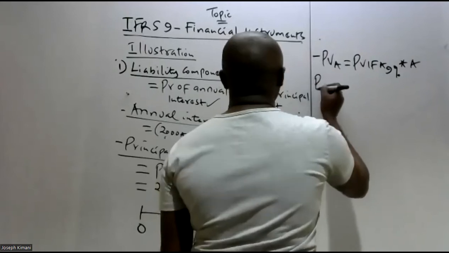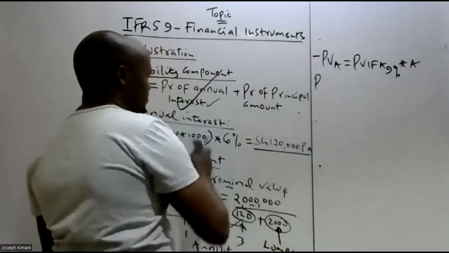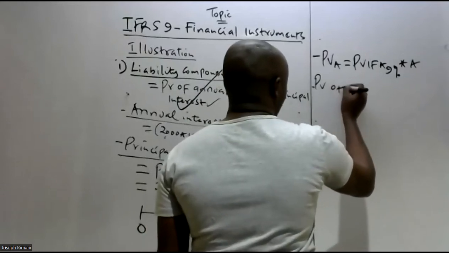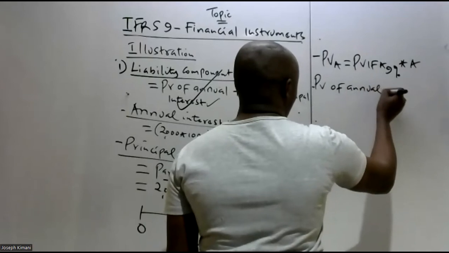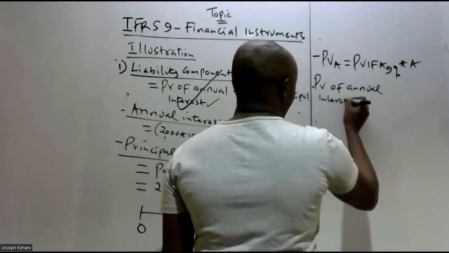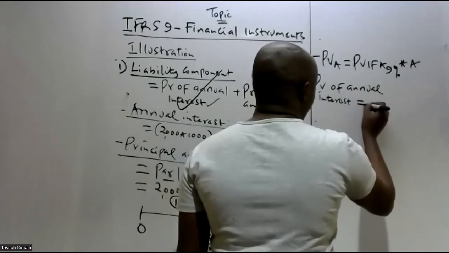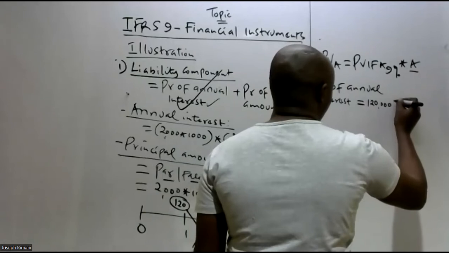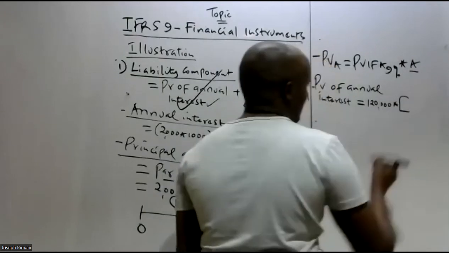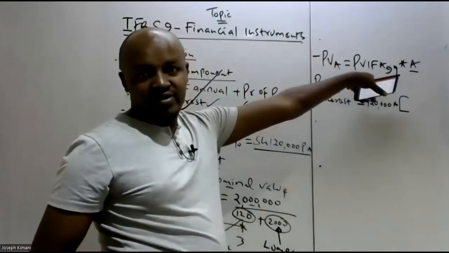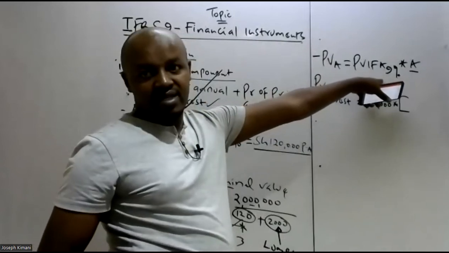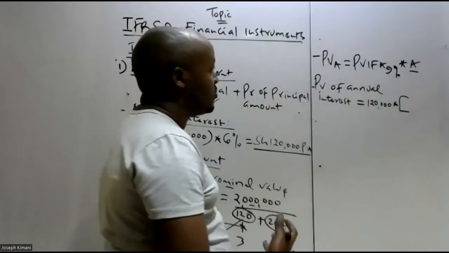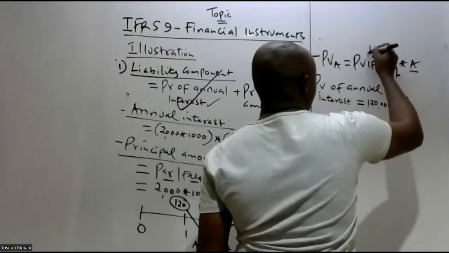So we can start by computing this present value of annual interest. Our interest, which is now the annuity, we have said is 120,000. So we multiply that with the present value interest factor, at which rate? 9%. Because here we don't have the table, you have to remember the formula for this.